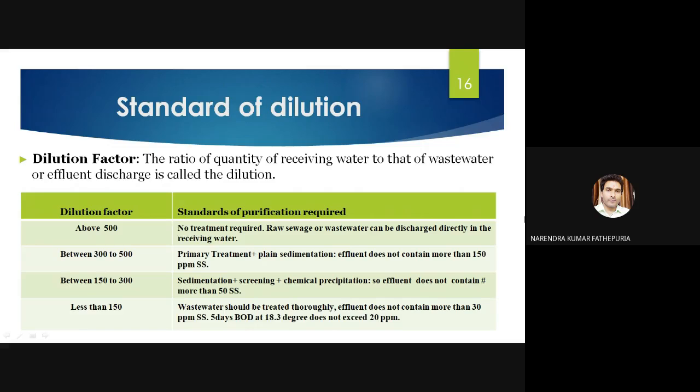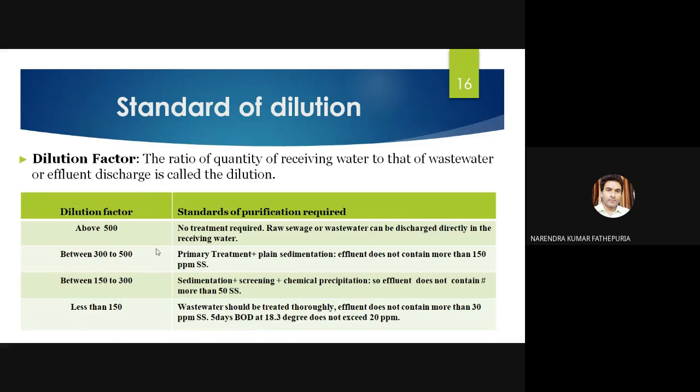Dilution factor, as I told you, is the ratio of the quantity of receiving water to that of the wastewater or effluent discharge. This is the dilution factor that you have to consider. Above 500, no treatment is required. Between 300 and 500, primary treatment plus plain sedimentation is required. If you are getting a dilution factor of 150 to 300, then sedimentation, skimming and chemical precipitation are required.